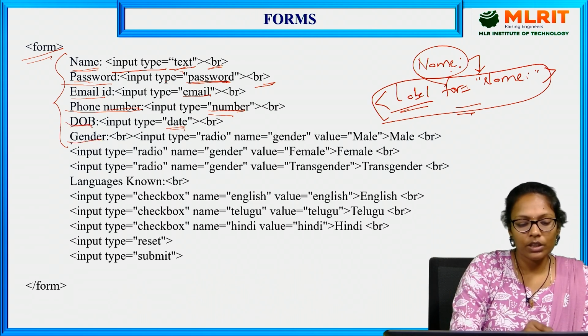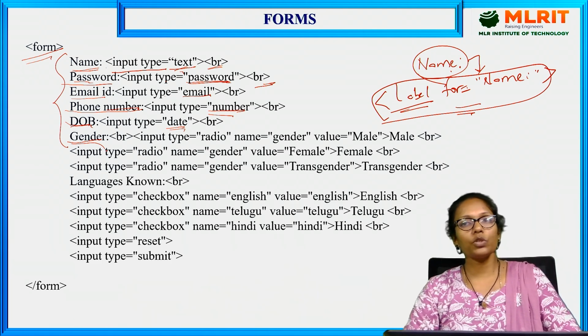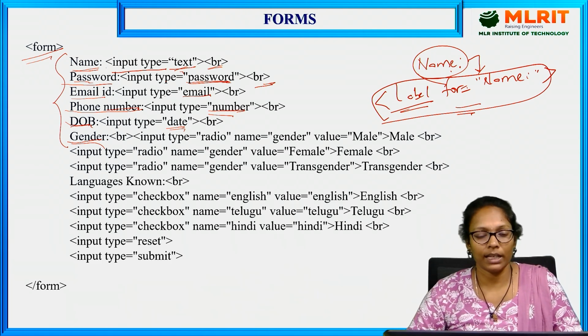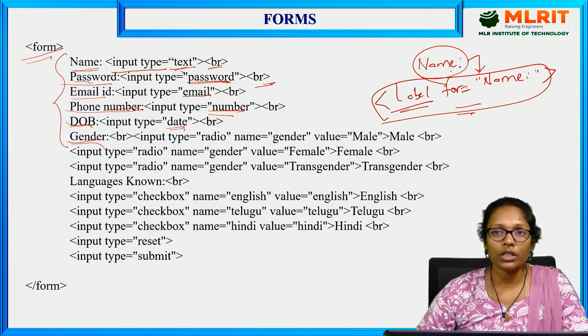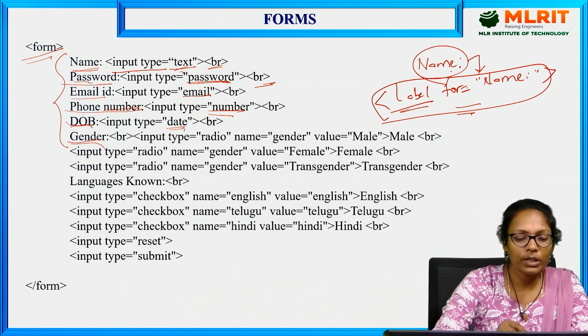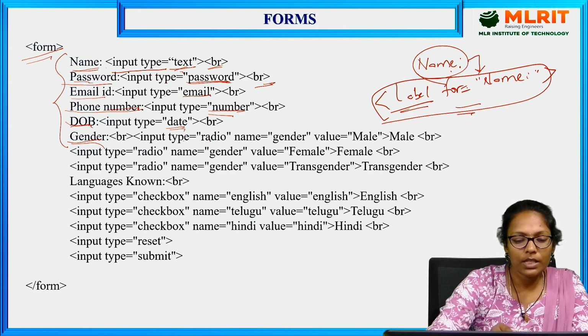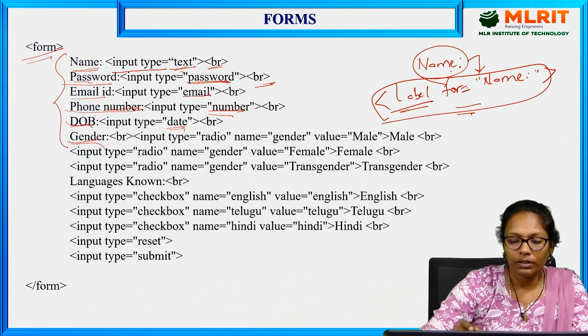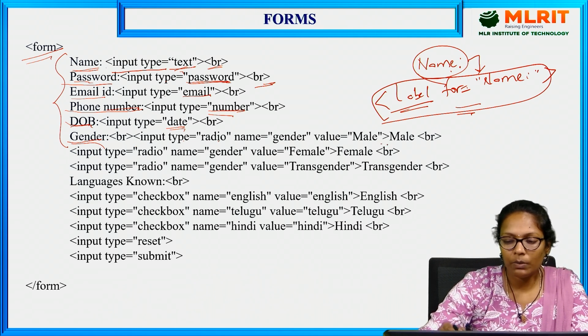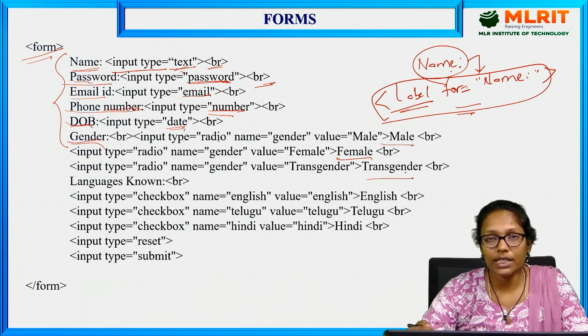And next, gender. Gender is nothing but the user should be able to choose only one button at a time. So for that purpose, I need to choose the radio button. How many genders do I need to give here? I'm giving 3 genders. So input type is equal to radio. What is the value you're displaying? Male, female, transgender. But out of these 3, I should choose only one button at the same time.